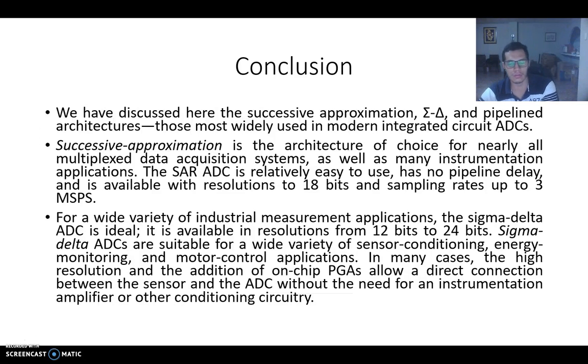For a wide variety of industrial measurement applications, the Sigma-Delta ADC is ideal. It is available in resolutions from 12 bits to 24 bits. Sigma-Delta ADCs are suitable for a wide variety of sensor conditioning, energy monitoring, and motor control applications. In many cases, the high resolution and the addition of on-chip PGAs allow a direct connection between the sensor and the ADC without the need for an instrumentation amplifier or other conditioning circuitry.